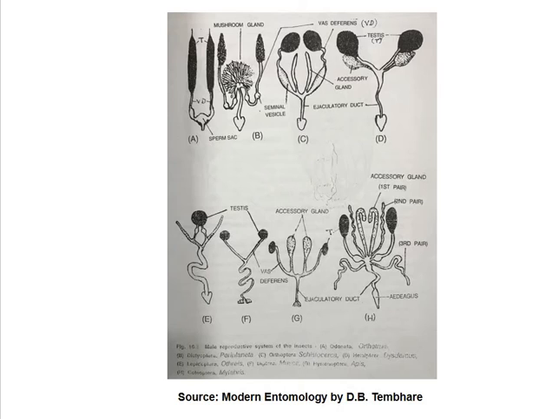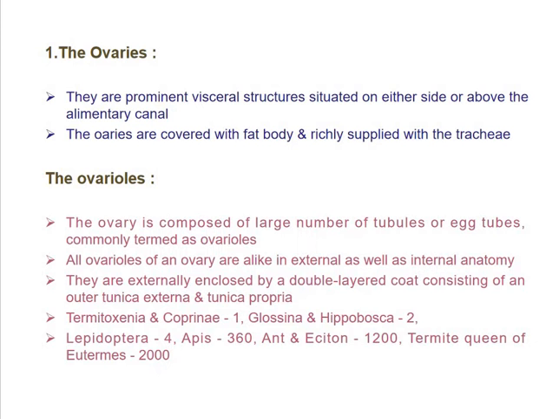Then the E diagram is of Coleoptera, whereas the F diagram is of Hymenoptera, particularly the genus Apis. The G diagram is of Diptera, and the H diagram is of the Coleoptera, that is Mylabris pustulata, the reproductive system of the beetle Mylabris pustulata. Now, here you can see the ovaries.